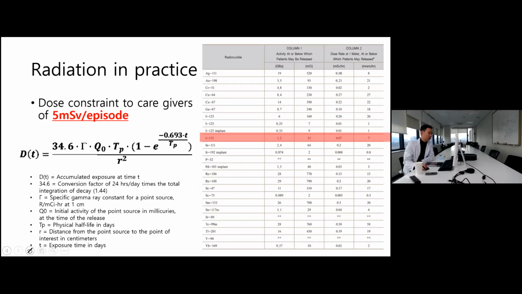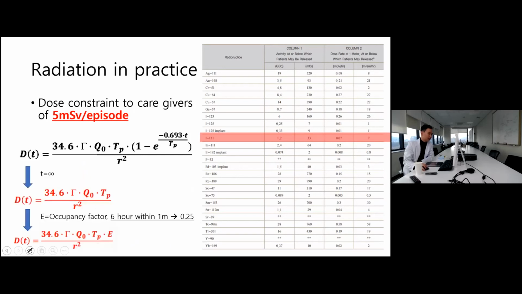And if you calculate T to infinity, you can imagine this part will go to 0. So only this part will be left.